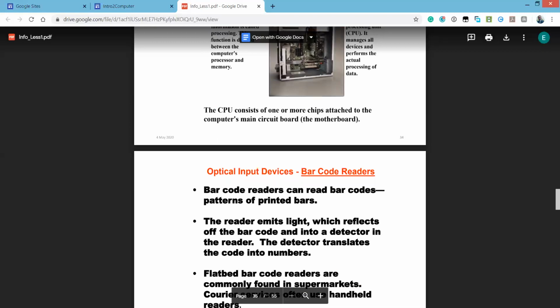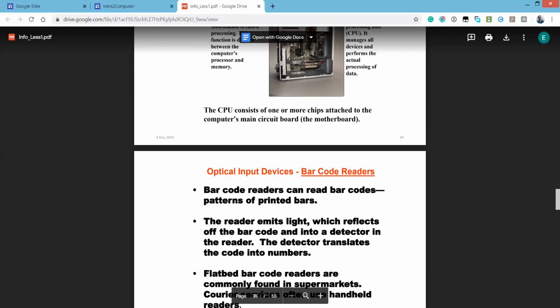Okay, so now we are going to talk about optical input devices. So we have the barcode reader that can read patterns of printed bars. The reader emits light which reflects.